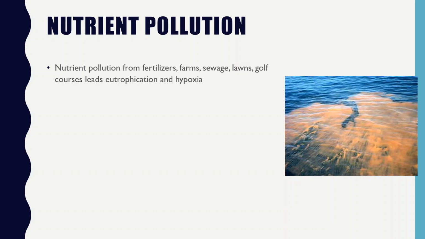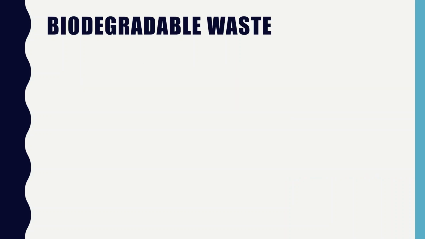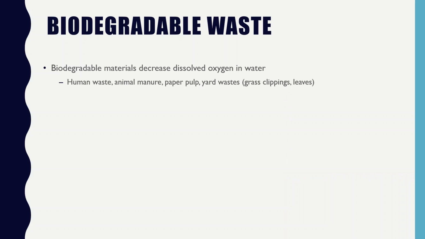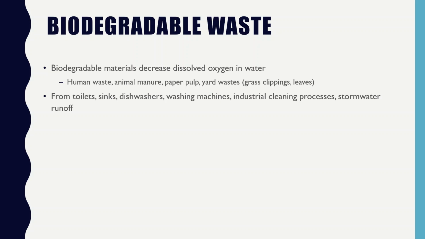But basically, that algae chokes out the rest of the wildlife that's in a body of water. So you get these massive algae blooms, and then everything else dies. And then problems with biodegradable waste: human waste, animal manure, paper pulp, yard waste. Basically, they decrease the amount of dissolved oxygen in the water, but it comes from toilets, sinks, dishwashers, washing machines, industrial cleaning processes, stormwater runoff. And also, some nations treat their wastewater, but some do not.